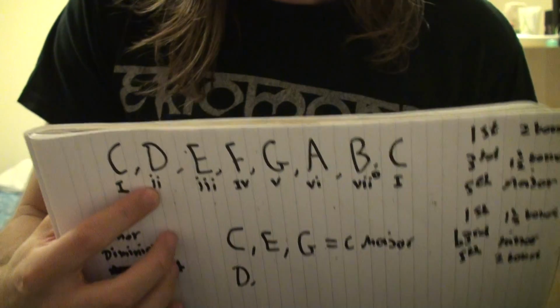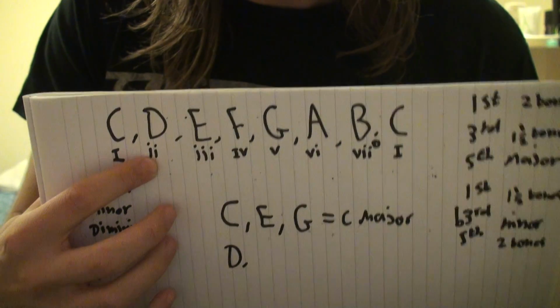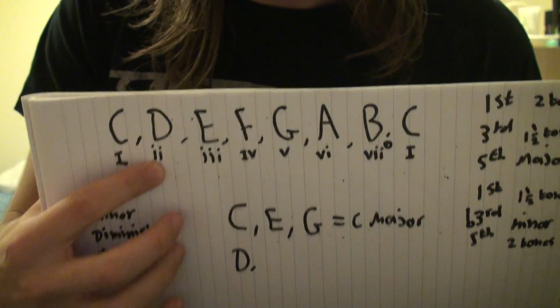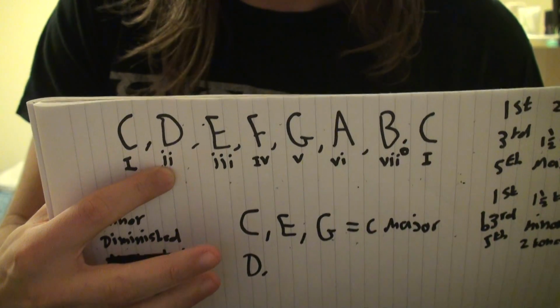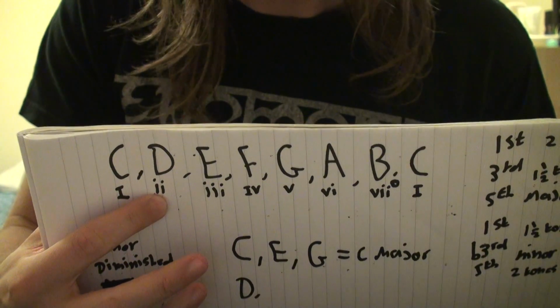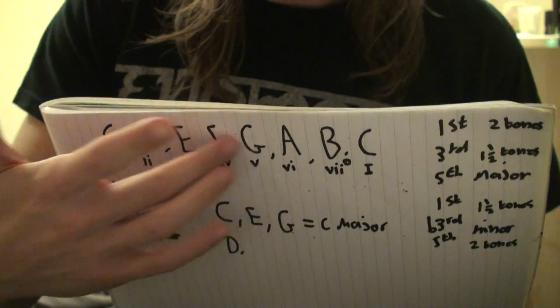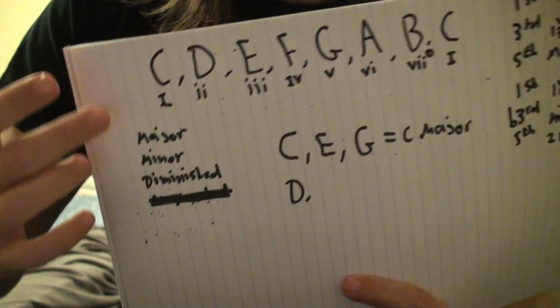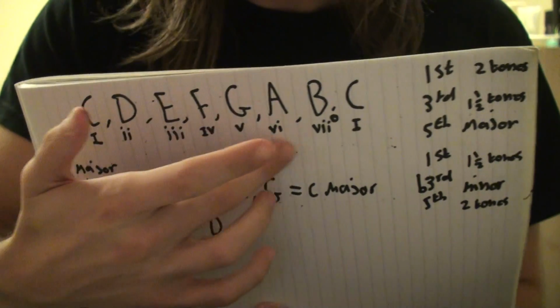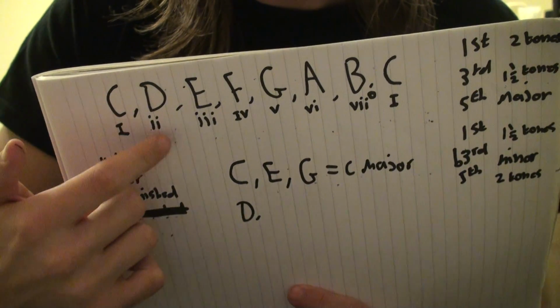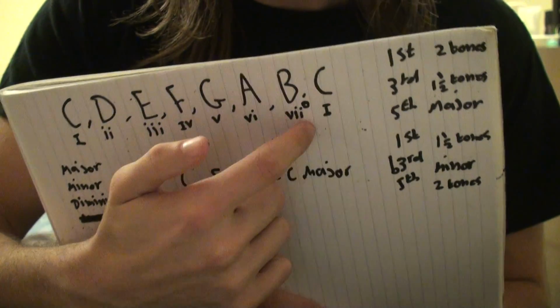So here, the D minor chord, you know it's going to be a D minor chord instead of a D major chord or a D diminished or D augmented, because it's not capitalized. If you work out any major scale, the chords will always go up in this order and will always be those types of chords.